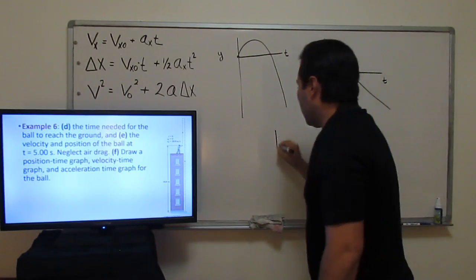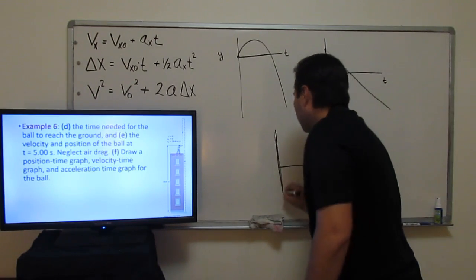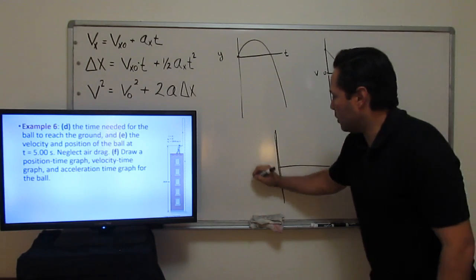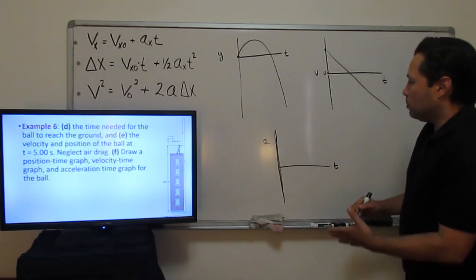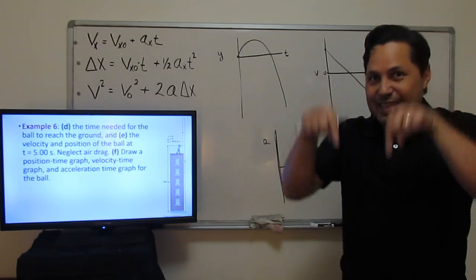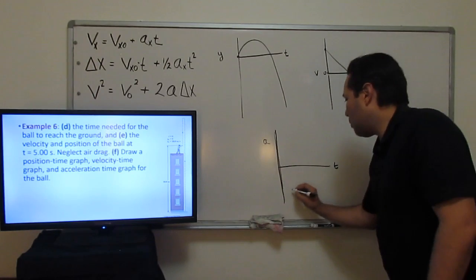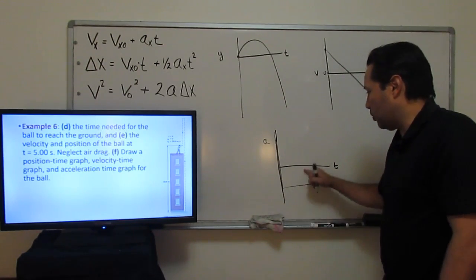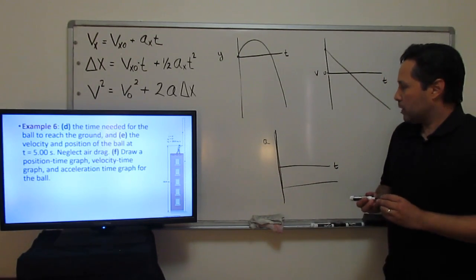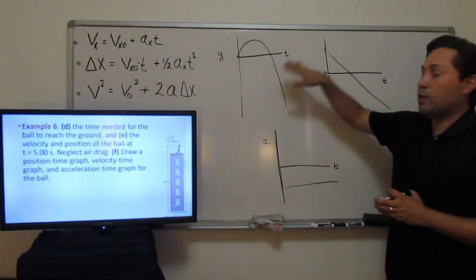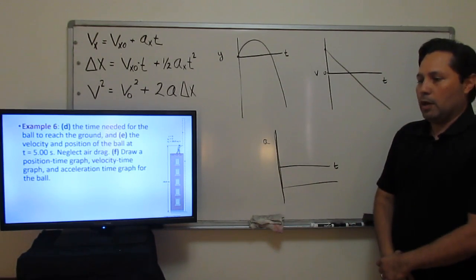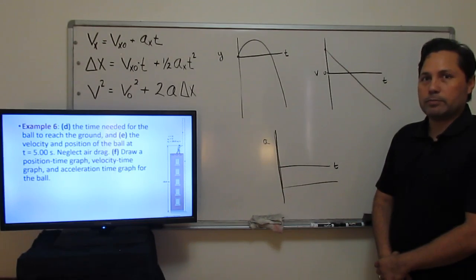Finally, the acceleration time graph for this problem. So here we have our acceleration. Let me move it up here. Where would you put it? Remember, the only source of acceleration is the Earth pulling down, and it's pulling down is negative, so I'm going to put a line about here. As long as it's below the 0, it should be at negative 10, but I don't have any digits there, so that's pretty good. So that'll be your position time graph, velocity time graph, and acceleration time graph for this example, example 6.